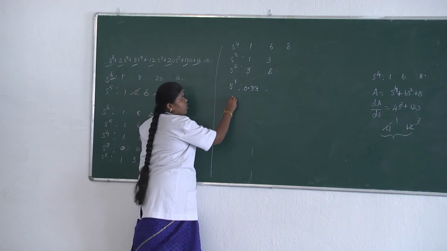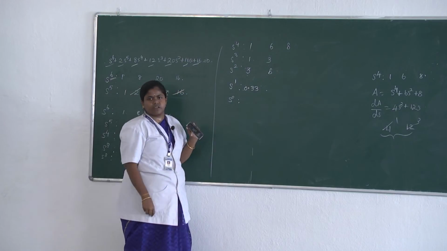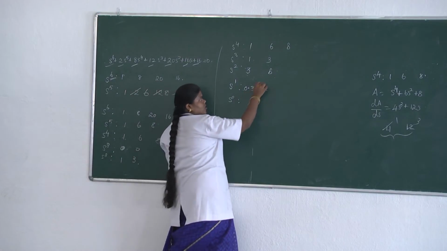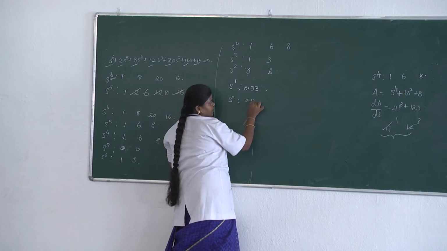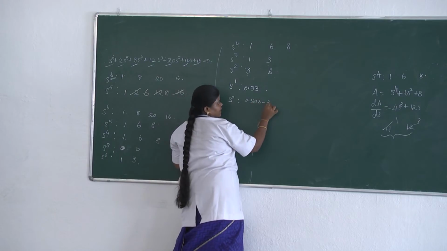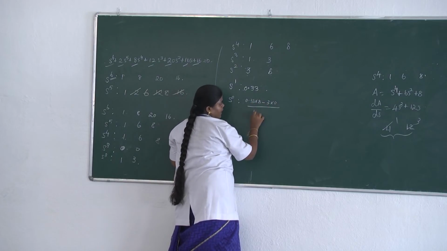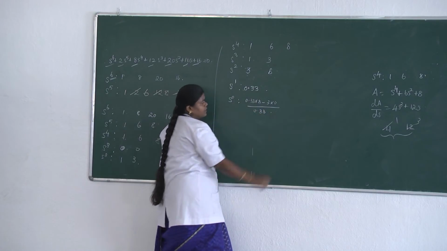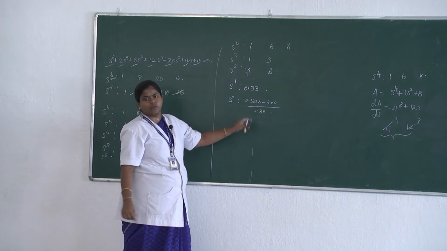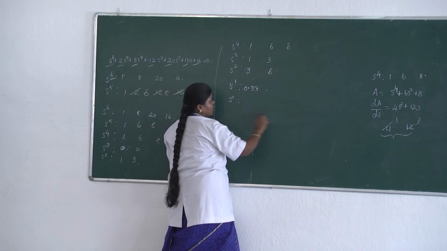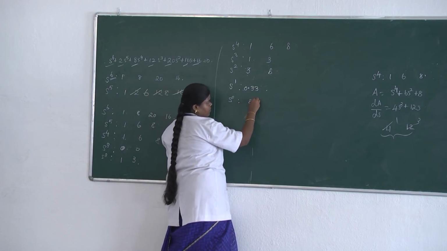So the last row of the Routh array is constructed as s power 0. It is given by 0.33 into 8 minus 3 into 0 divided by 0.33. That is, this value will be equal to 8. So the s power 0 row will consist of 8.